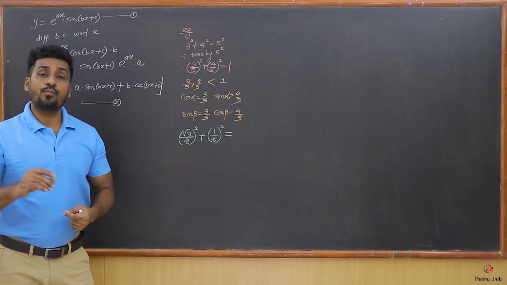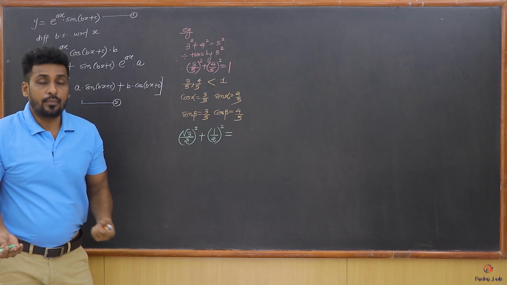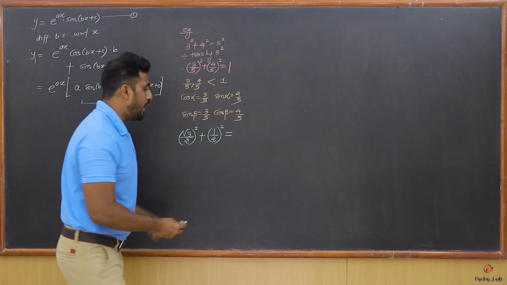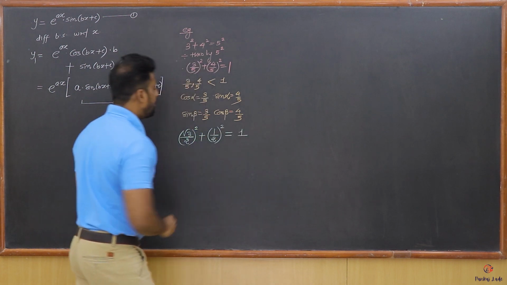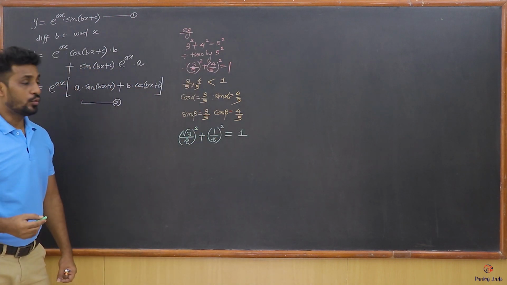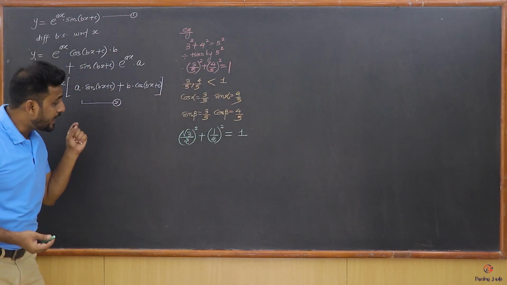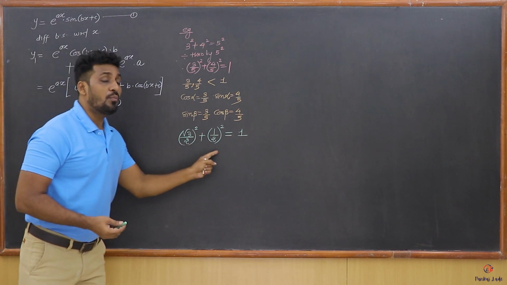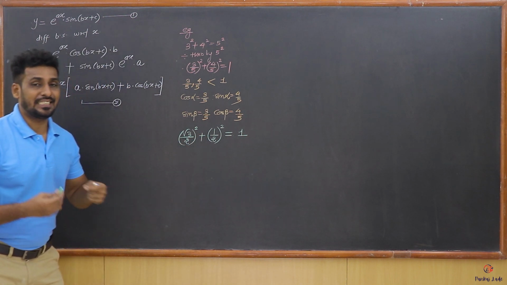So 3 by 4 plus 1 by 4, how much does it become? It becomes 4 upon 4, which is 1. That means (root 3 by 2) the whole square plus (1 by 2) the whole square is 1. Now observe again very carefully. These numbers are definitely numbers which are less than 1.